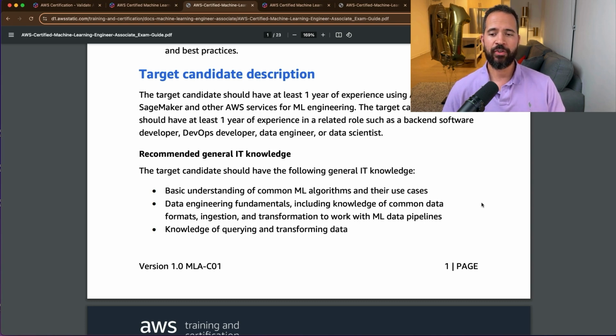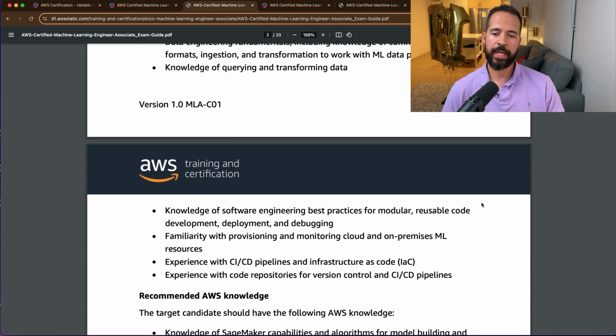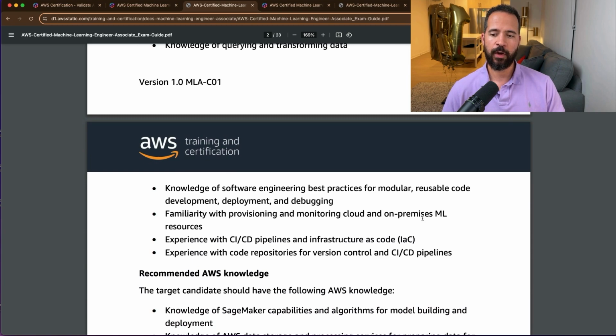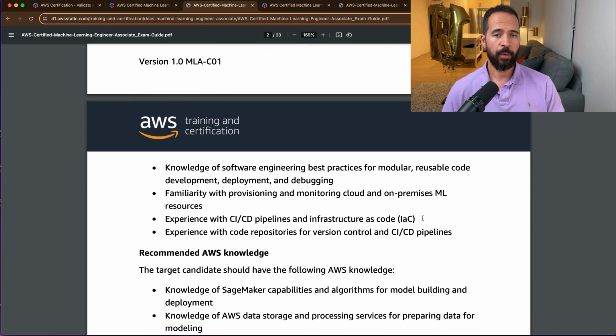Some of that recommended general IT knowledge for this certification: basic understanding of common ML algorithms and their use cases, data engineering fundamentals, and knowledge of querying and transforming data. Also, we want to look at being able to have knowledge of software engineering best practices for modular reusable code, familiarity with provisioning and monitoring cloud and on-premises ML resources, experience with CI/CD pipelines, and experience with code repositories and version control for those CI/CD pipelines.